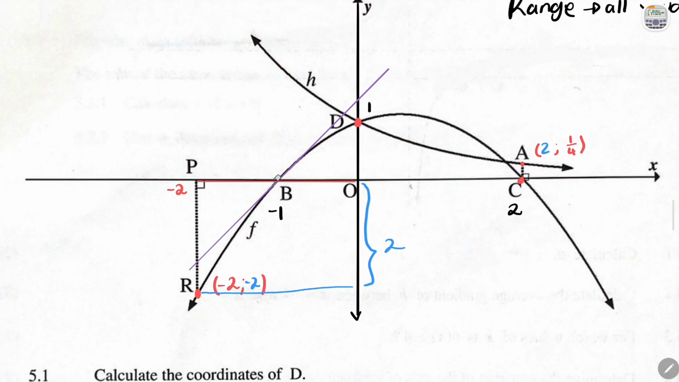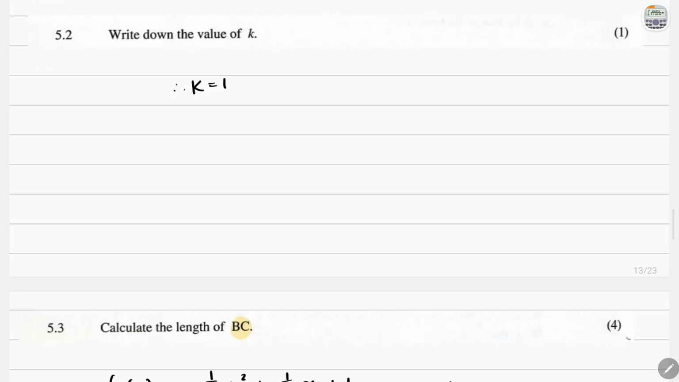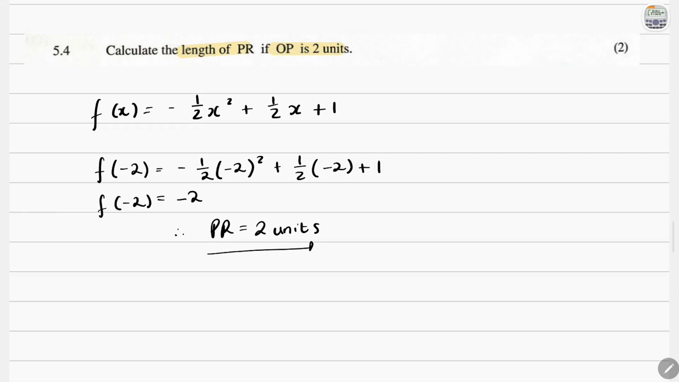Well, it passes through B, and B is on the parabola. So if we could find the gradient of the parabola at this point B, then we have found the gradient of the tangent. So how do we find the gradient of a parabola? You find the gradient of a parabola by deriving the parabola's equation.